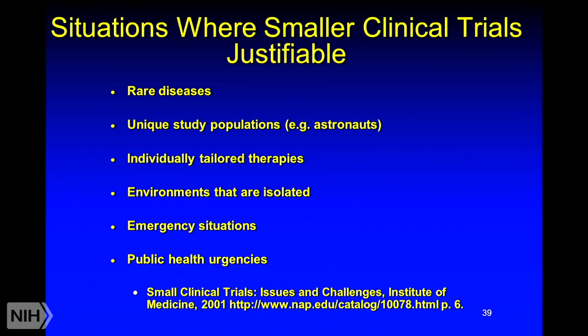So where are the situations where smaller clinical studies may be justifiable? So they may be in rare diseases where there aren't many people who have the disease to begin with. There may be unique study populations, and by unique study populations, I will show you what the Institute of Medicine uses as the example. Astronauts in space. They're not talking about people with the disease. They're talking about really rare situations. So individually tailored therapies, environments that might be isolated, like some guy flying to Mars.